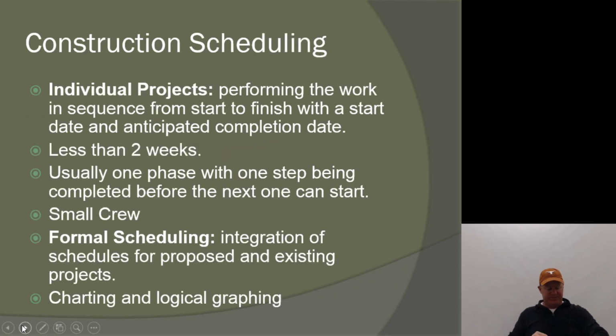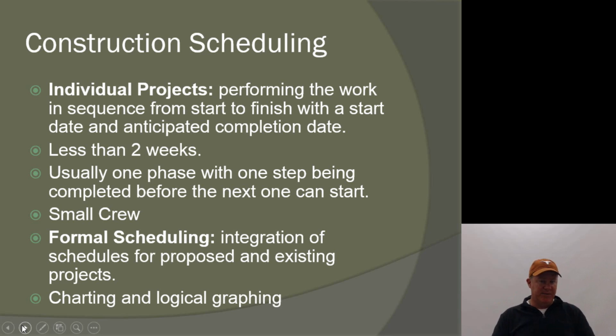Construction scheduling. All right. We'll kind of go through this a little fast. I know I wanted to make sure this lasted an hour and give you a few minutes to do this question. But individual projects, performing the work in sequence from start to finish, with a start date and anticipated completion date, usually less than 2 weeks. You know, our project, usually one phase with one step being completed before the next. One starts, small crew. That's what we're talking about with individual projects.